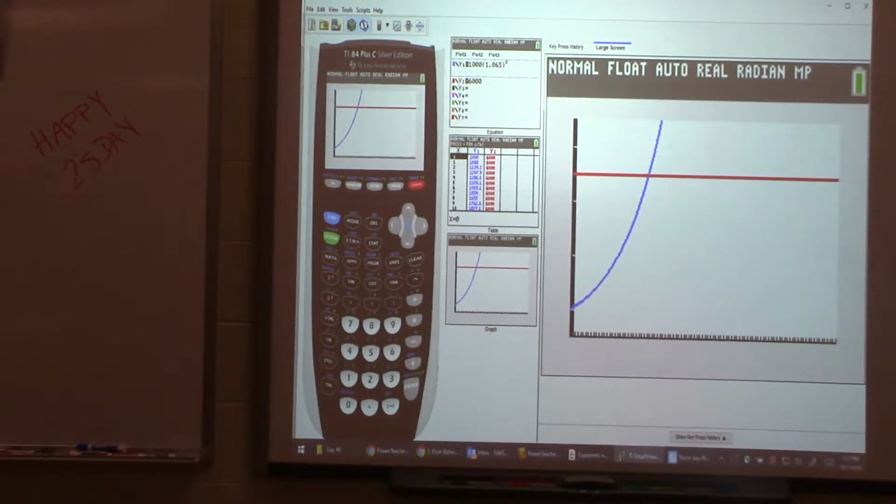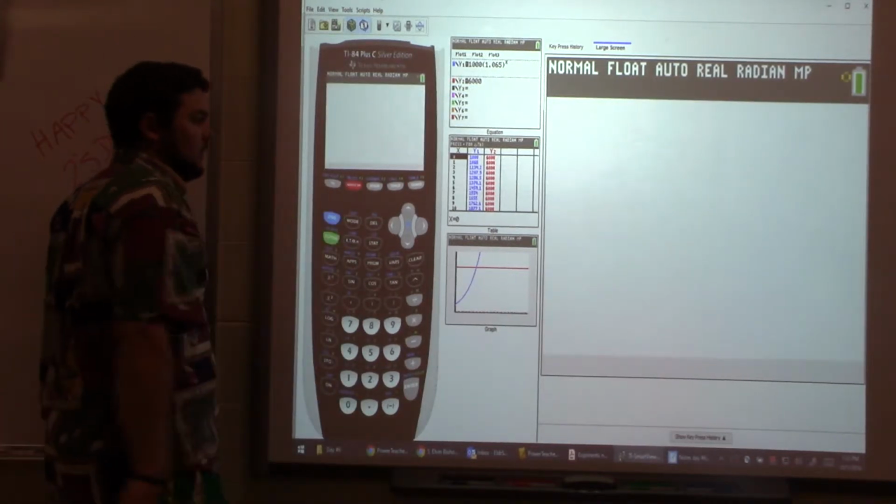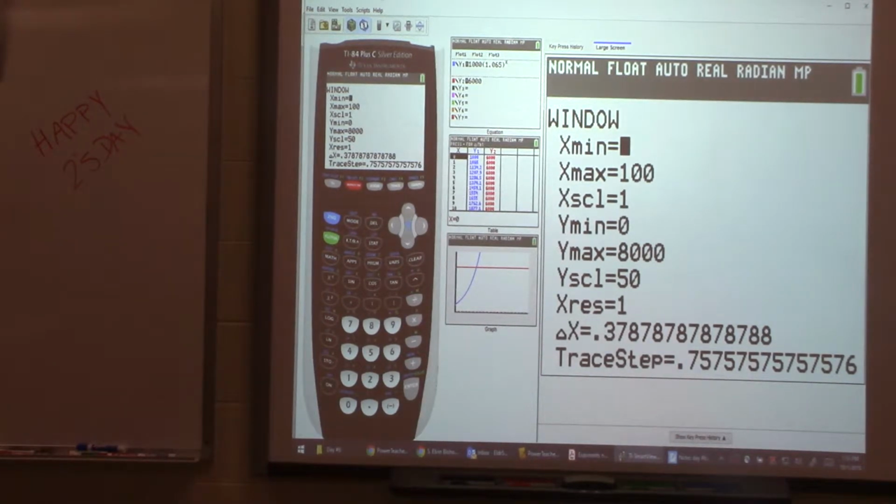Why do you think it doesn't show up on yours? The graph's too small. Right? You're going from negative 10 to 10 on both the x and y axis probably. You need to adjust what we call your window. So hit window. You can copy mine if you like. I went from 0 to 100 because x values are talking about years. So if it takes more than 100 years, I don't care for it.